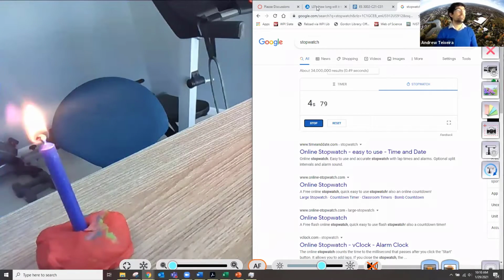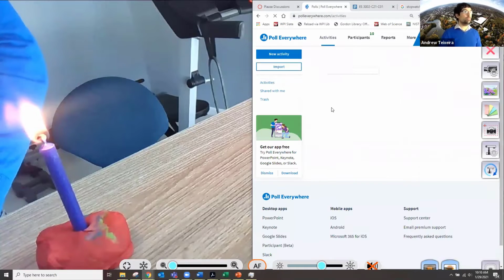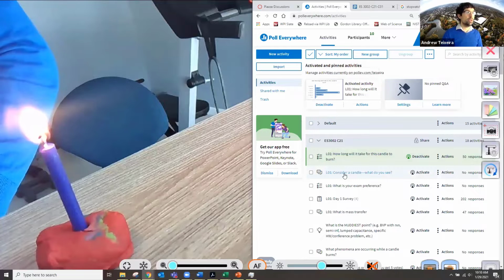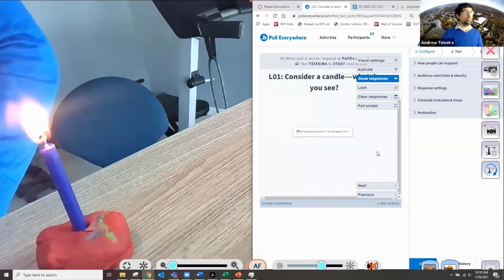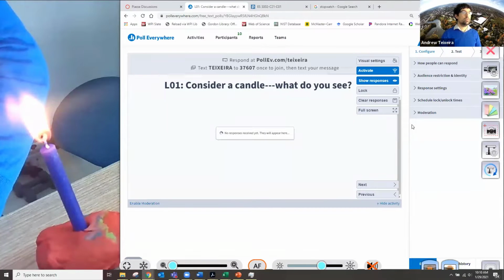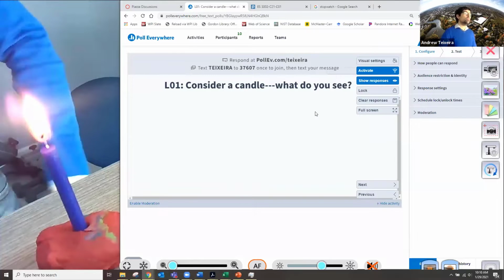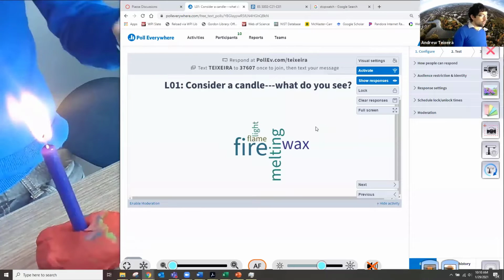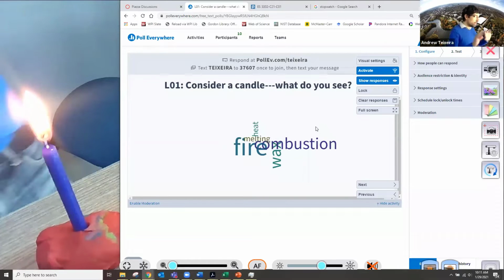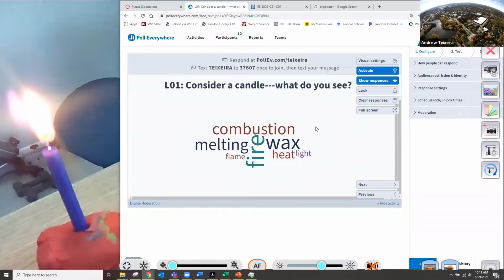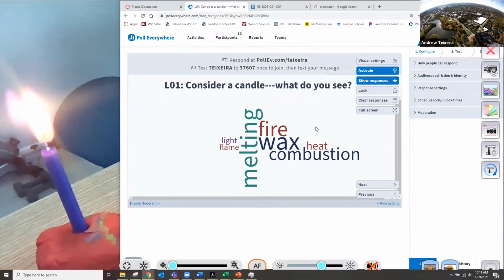All right, while that's going, let me ask another question from all of you. And that's going to be, what do you see when you see a candle burning? So let me put this live. Activate. Okay, so the question here is, consider a candle, what do you see? Answer this in terms of physical phenomena, transients, whatever you see going on over here. And I'll try not to burn my lens here on this camera.